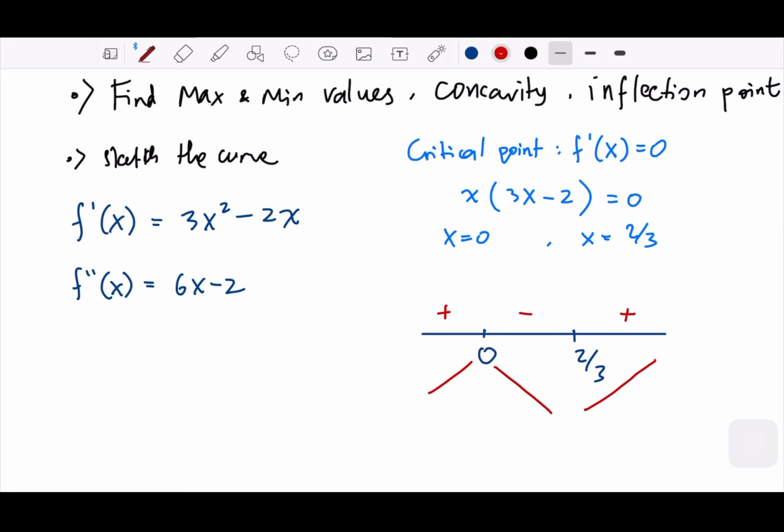This is the slope. Remember, if we deal with the first derivative, we deal with the slope. So the slope at this point, the critical point, is 0. It's called a horizontal tangent, because the tangent is horizontal.